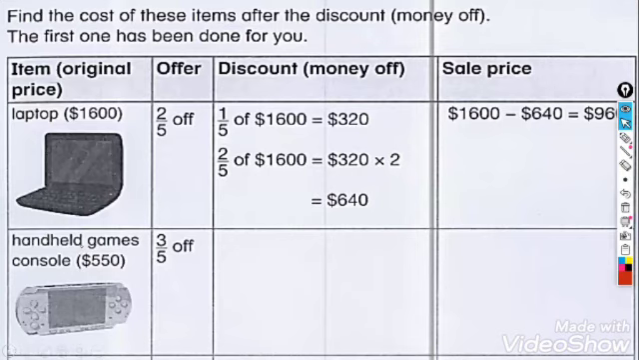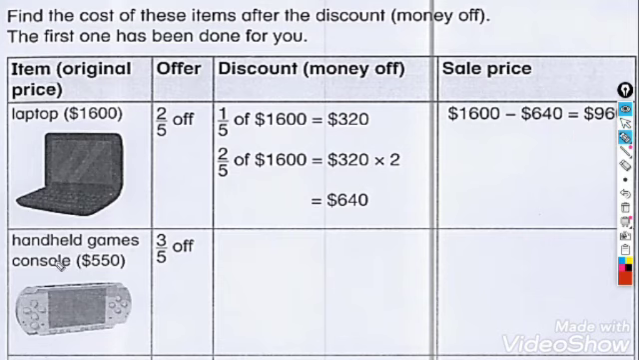Now let's move to this question. Find the cost of these items after the discount, money off. The first one has been done for you. So the discount is the money off and the discount has been given to you in a fraction. Okay, non-unit fraction. So you have to find out the discount money, that how much discount they have given to you. And after that, you have to find out the sale price. The first one is done for you. Let's do the second one.